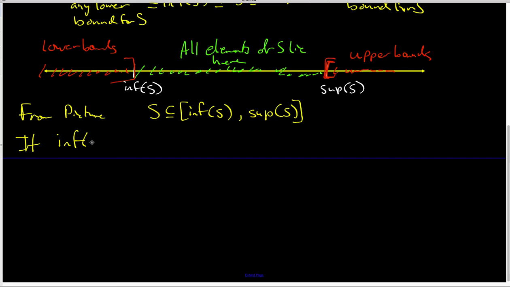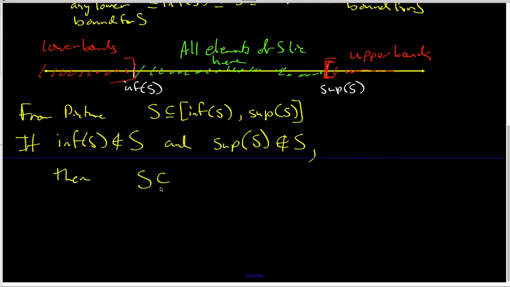We can go back and add one more thing. If the infimum is not part of the set S, and the sup is also not an element of S, then it would turn out that S would be a subset of the open interval that runs from the infimum to the supremum. But obviously, if either the inf or sup is part of the set, then we have to look at a closed interval before we get a subset.